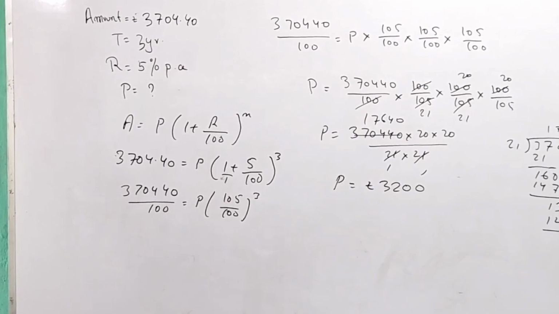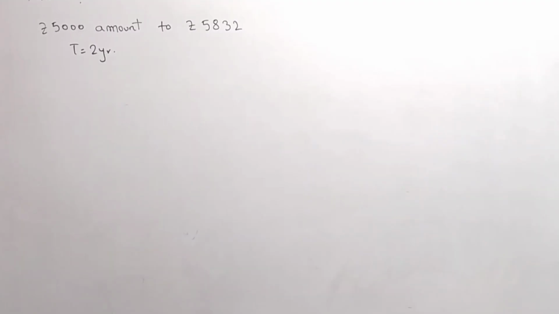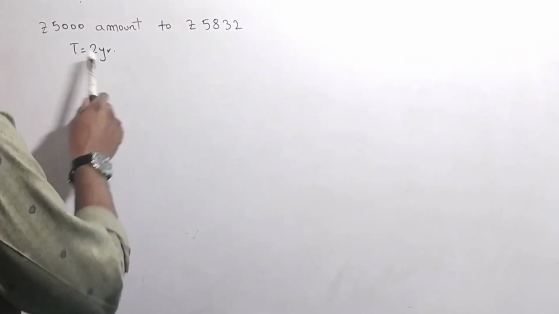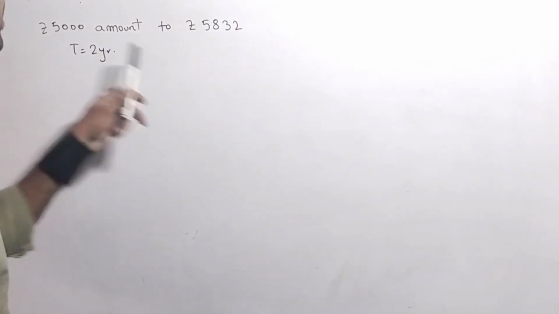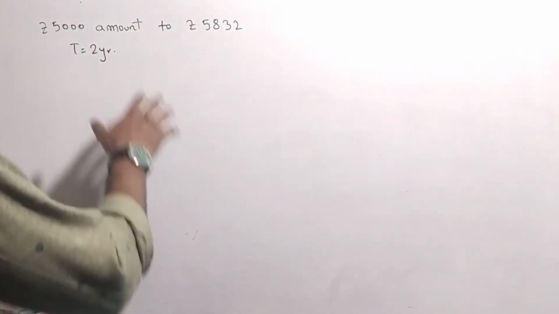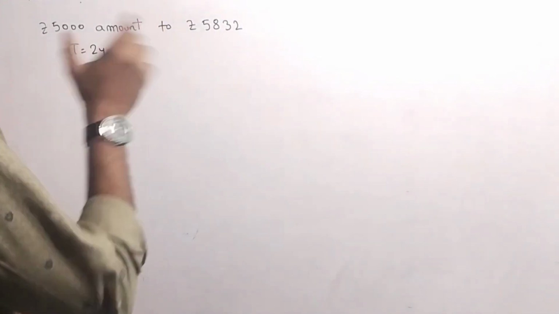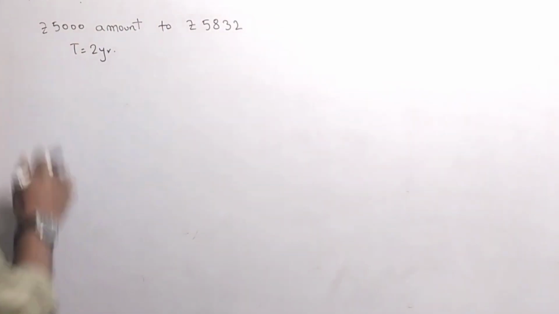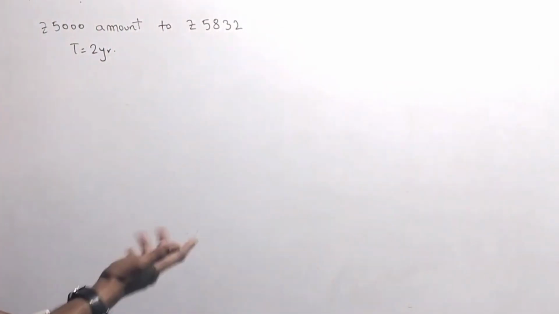Okay, so next thing, we have gone through many of the videos. This is your next question where we need to find out the rate. They are saying the rate you have to find out when the time period is 2 years, so rupees 5000 amounts to this much. Obviously the amount will be more as compared to the principal, so we'll take 5000 as the principal, and this is the amount.